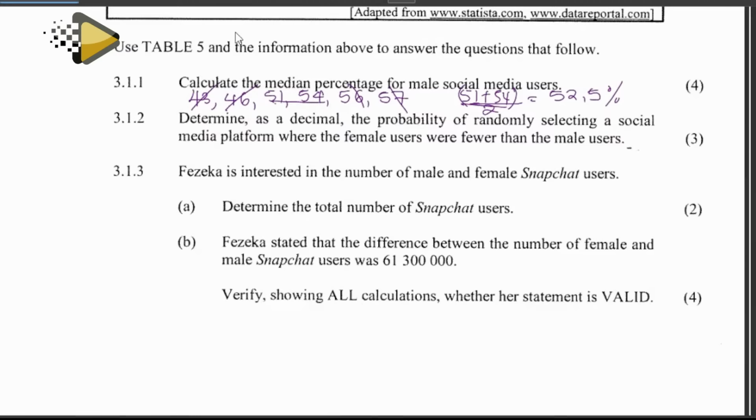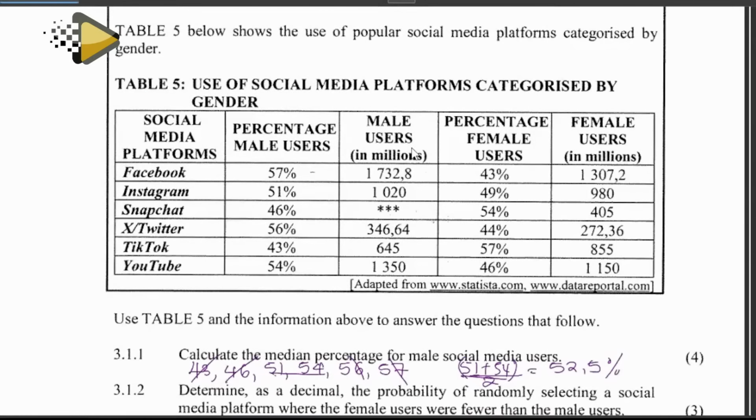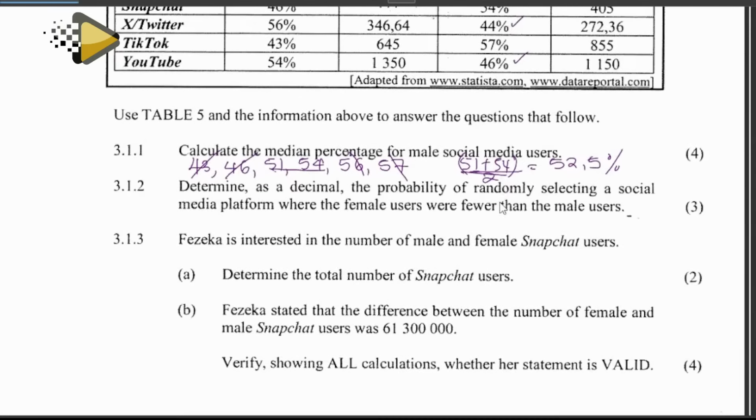All right. Determine as a decimal the probability of randomly selecting a social media platform where the female users were fewer than the male users. Let's look at that. Okay. By the way, you can just check the percent, because these percentages, when you add them, should add up to 100%. Like, for example, 51 plus 49. Don't you see? It's 100%. So the easiest way is to look at the lower percentage. Here we have 1, 2. Here there were more, 3 and 4 out of 6.